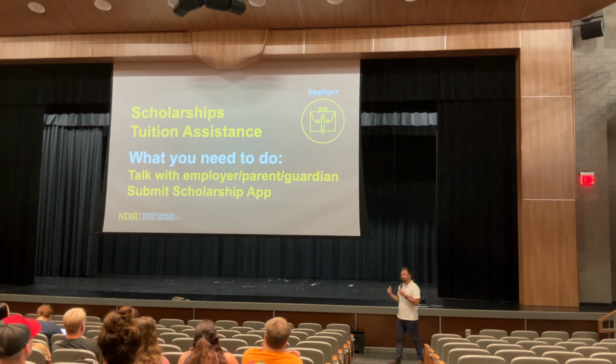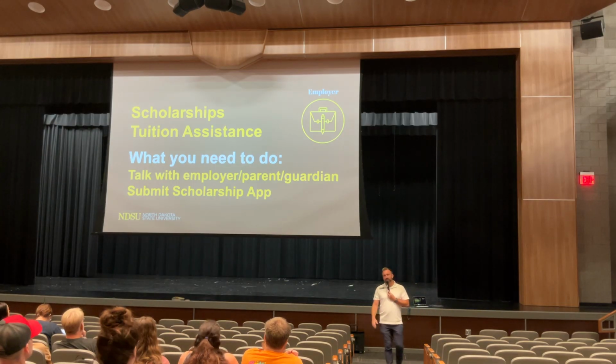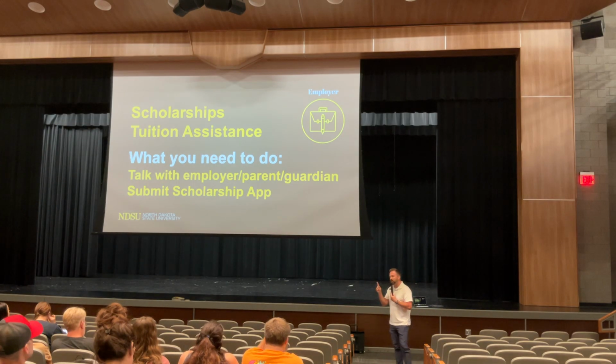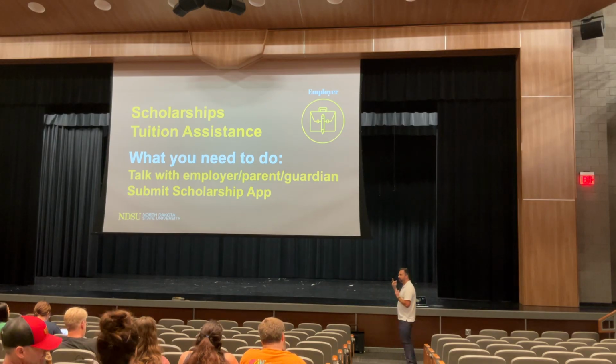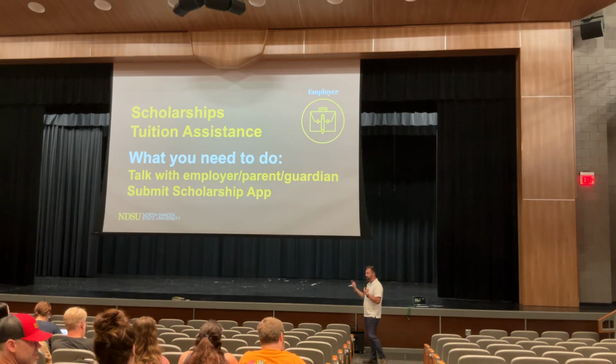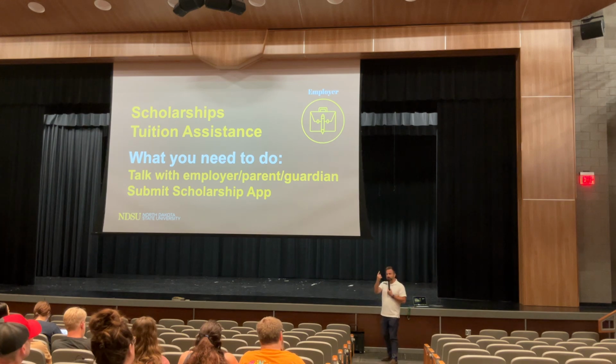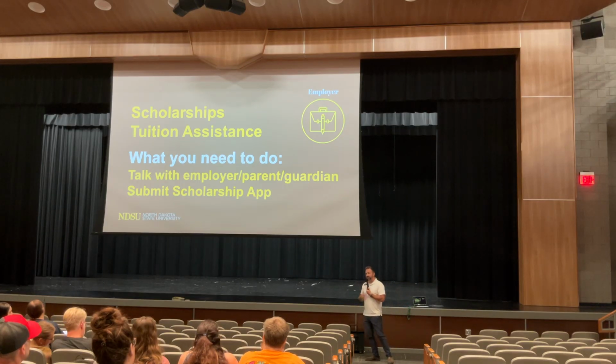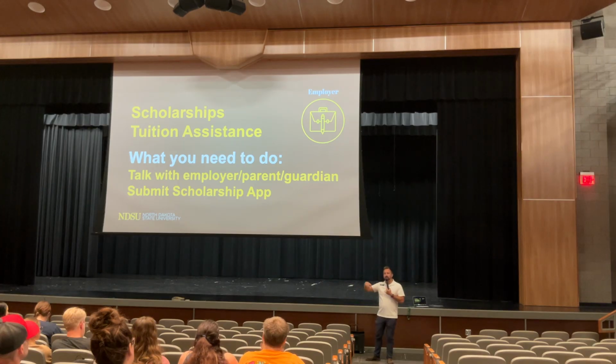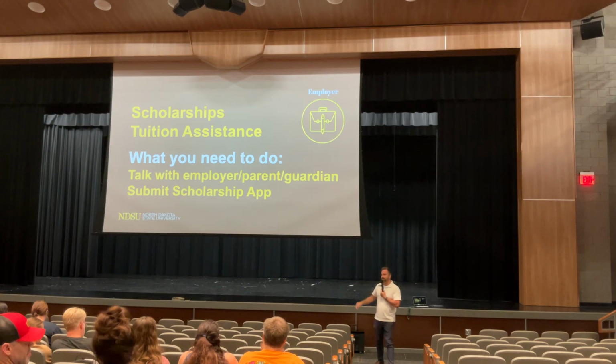Okay, the next bucket is the employer bucket. And so this kind of goes two ways. One, if you're a parent or guardian who has a student who's going to be going to college, your place of business may provide some type of tuition assistance or tuition scholarship for your dependents. It's worth checking with your HR department to see if they have any of these things. I mean, the easiest example is if you work for NDSU or the North Dakota University System, well, you're going to get half tuition, right? But there are other places as well.